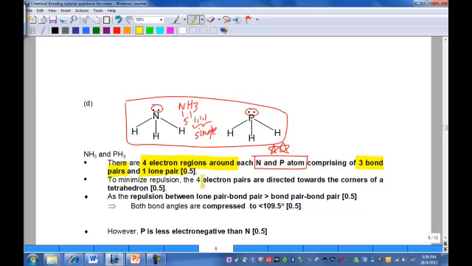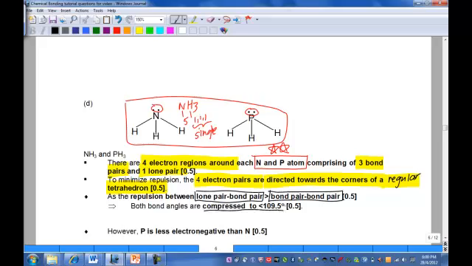And to minimize repulsion, the 4 electron pairs are directed towards the corners of a regular tetrahedron. As the repulsion between lone pair and bond pair is more than between bond pairs, both bond angles are compressed to less than 109.5. Take note that in this case we only have 1 lone pair, so we don't need to talk about lone pair lone pair repulsion.